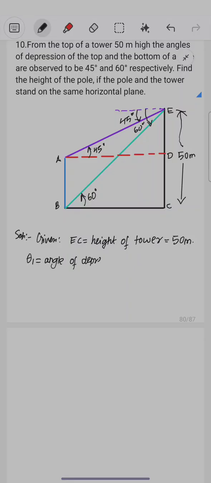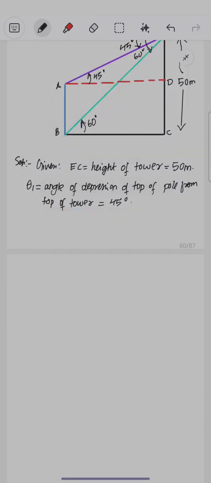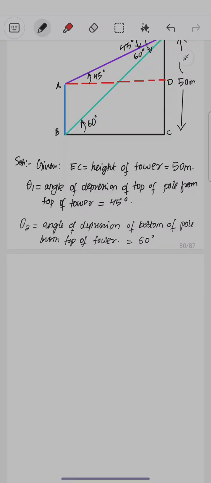angle of depression of the top of the pole from the top of the tower, which is 45 degree. Theta 2 is the angle of depression of the bottom of the pole from the top of the tower, which is 60 degree.